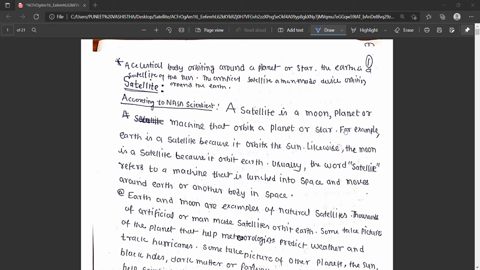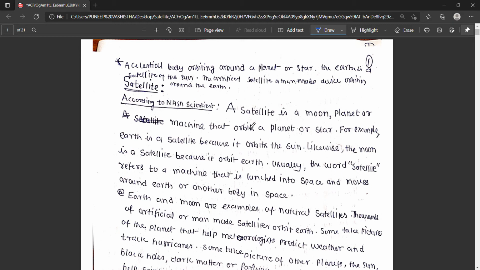Okay, so let's have the brief about it. A celestial body orbiting around a planet or star. The Earth is a satellite of a sun. A satellite, a man-made device orbiting around the Earth. Okay. सेलेस्टियल बॉडी का मतलब होता है कि प्लैनेट्स को हम एक एग्जांपल ले सकते हैं. एक्चुअली दो काइंड के सैटेलाइट होते हैं. वन इज आवर आर्टिफिशियल एंड वन इज नेचुरल.